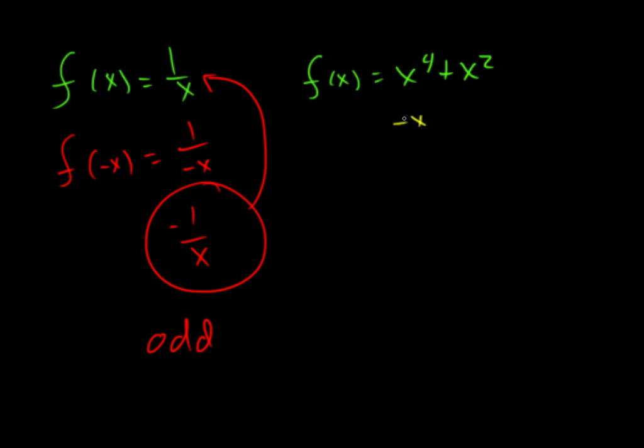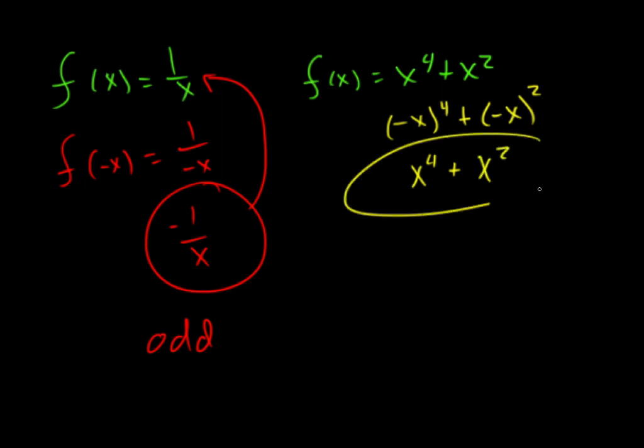Over here, we plug in a negative. Negative x to the fourth is just x to the fourth. Negative x squared is just x squared. We compare this to the original. It looks exactly the same, and so that's an even function. Okay, let's try it on this one.